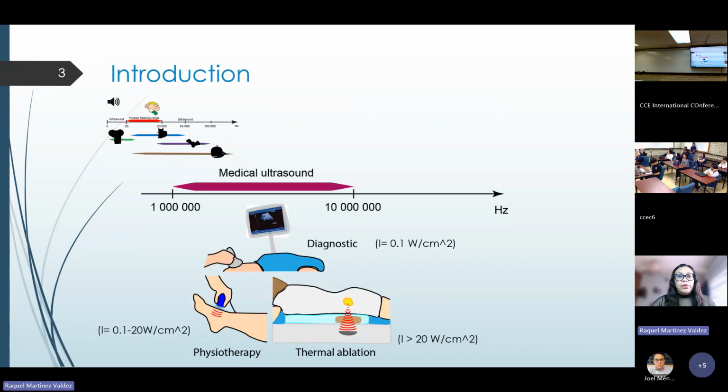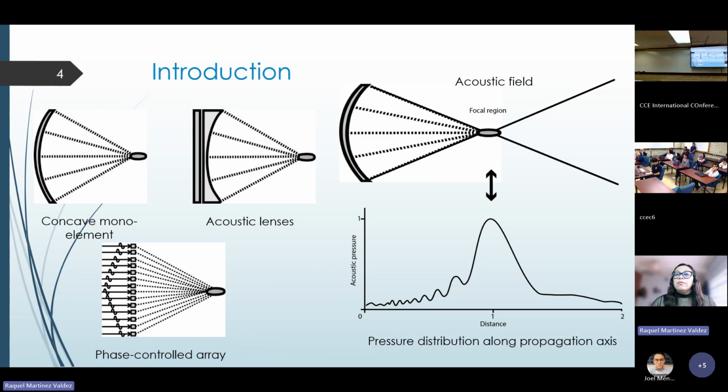In thermal ablation, the ultrasound beam pattern can be modified to focus the energy through concave monoelements, acoustic lenses, phase control arrays, and this modification makes the beam path converge in a focal region that is typically ellipsoidal. And after that region, the beam pattern diverges. In the focal region also, there's a maxima of acoustic pressure and also acoustic intensity.